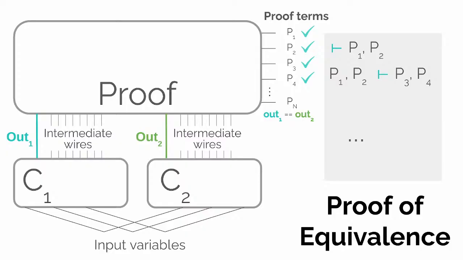And finally, there has to be some expression that computes out1 equal to out2, like the output of the circuit C1 on some input X and the output of C2 on the same input X. So the last proof line has to assert that the outputs of the two circuits are equal.